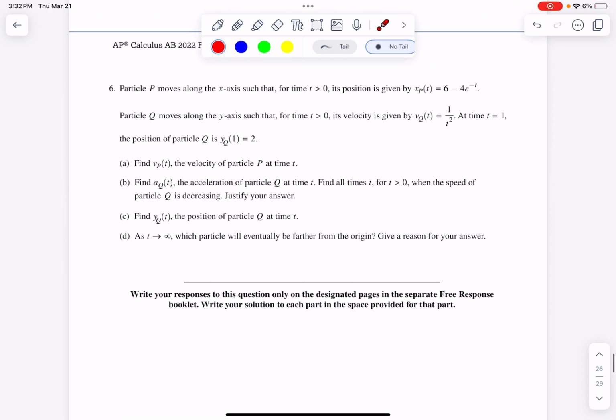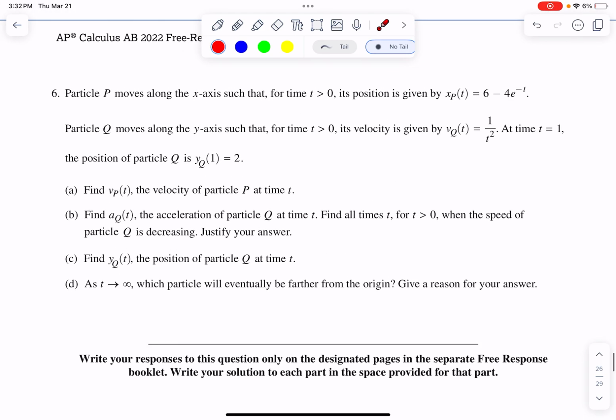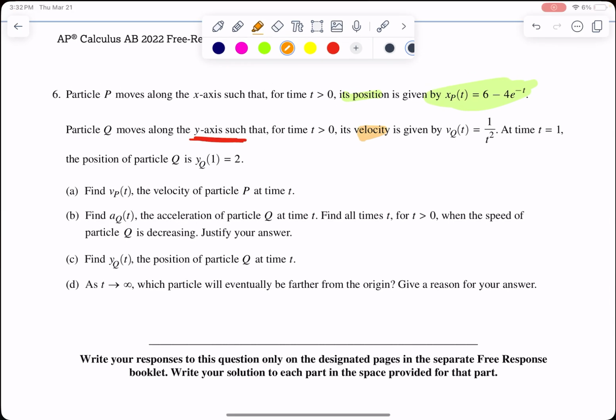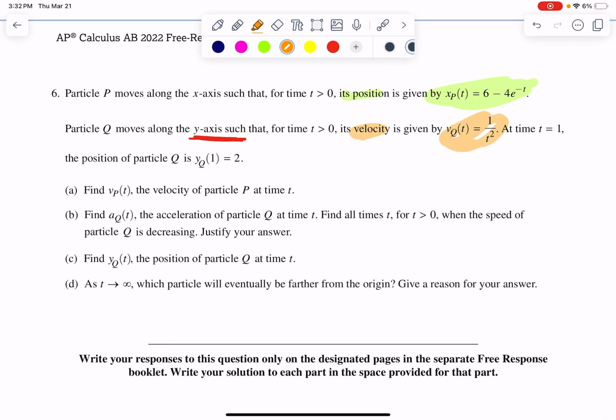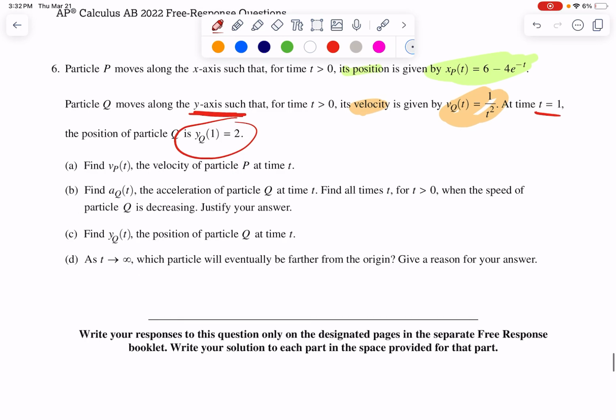All right, finally, number 6. We have a particle P moving along the x-axis. And here we are given its position function, position of x. And we have particle Q moving along the y-axis, so that's a little different. We have one of these moving left and right, one of these moving up and down. And also here we're told its velocity function. And we're given a specific piece of information at t equals 1. The velocity of that Q particle is 2. We will probably need that.